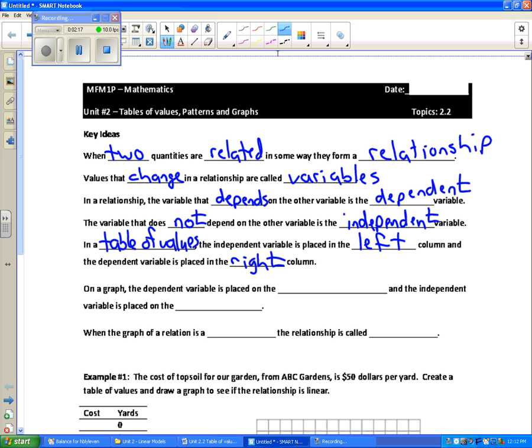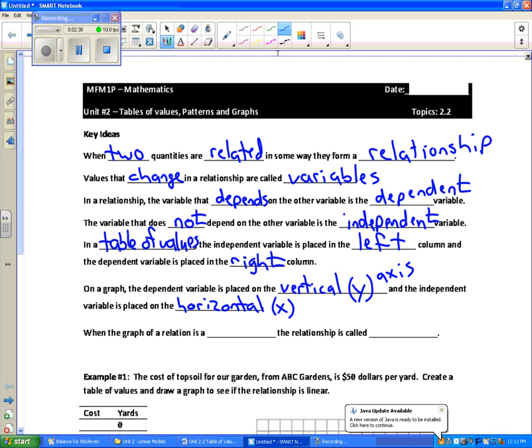On a graph, the dependent variable is placed on the vertical or y-axis, and the independent variable is placed on the horizontal or x-axis. And we'll look again at that as we get to our example.